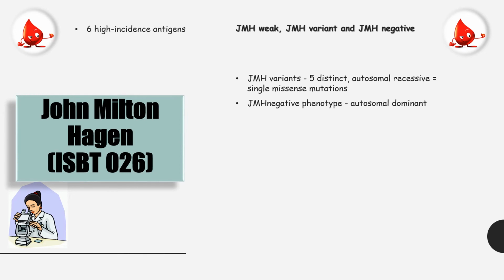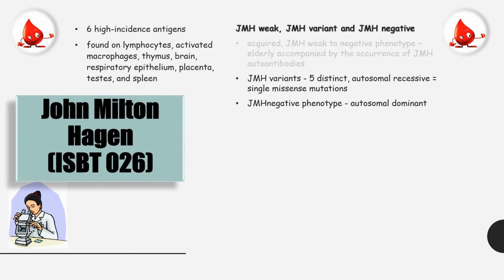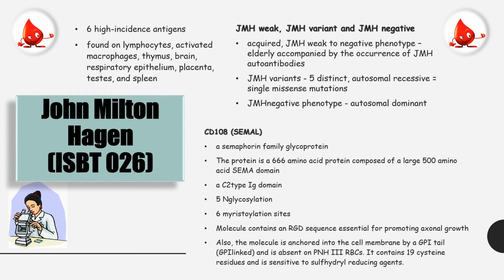Fourth blood group system is John Milton Hagen, ISBT number 26. This system contains 6 high-incidence antigens and can vary in strength between individuals. In addition to RBCs, JMH is found on lymphocytes, activated macrophages, thymus, brain, respiratory epithelium, placenta, testes, and spleen. JMH weak, JMH variant, and JMH negative have been described.